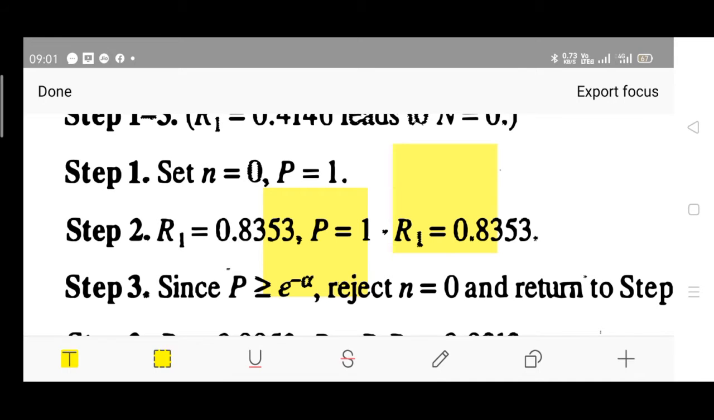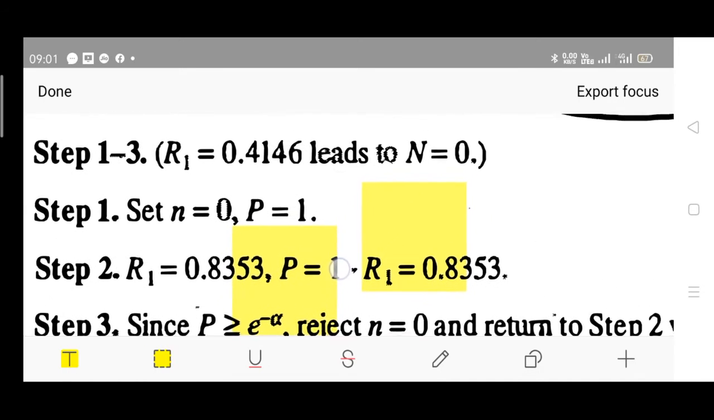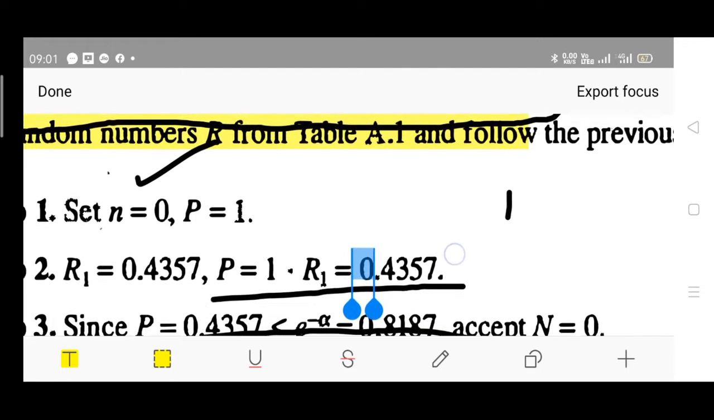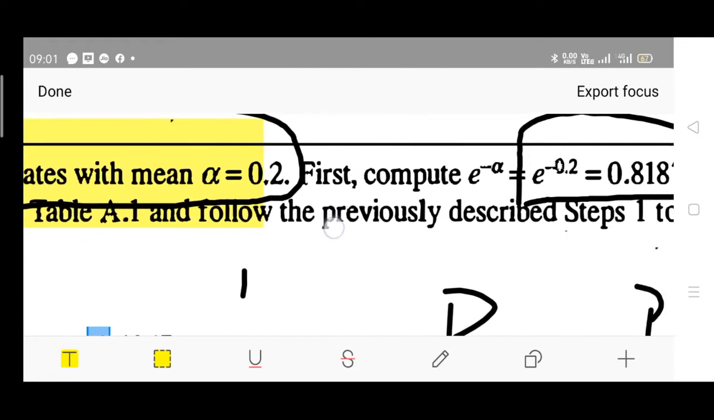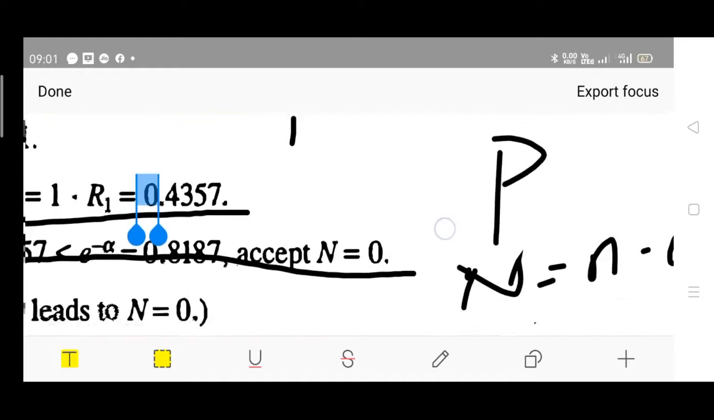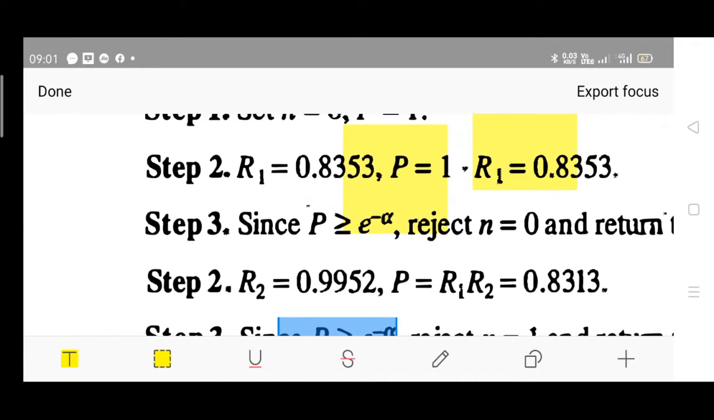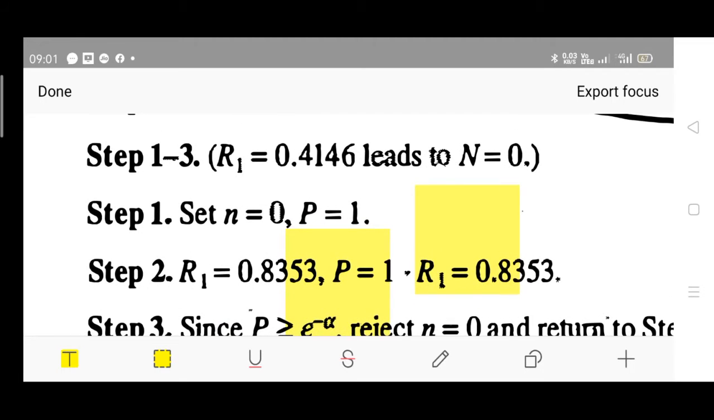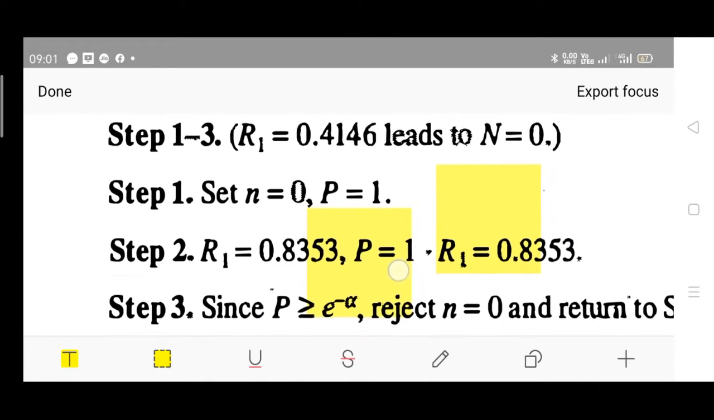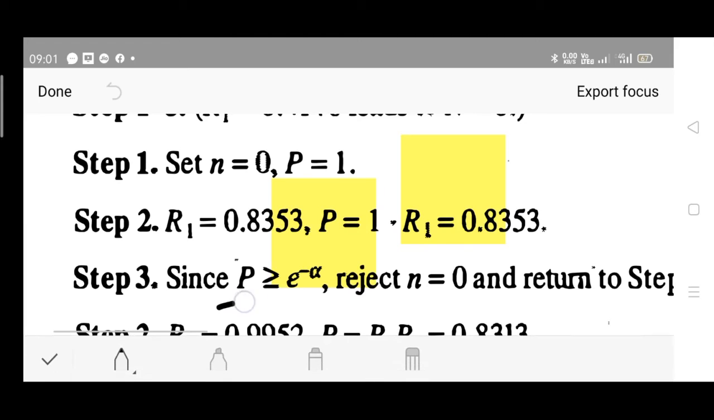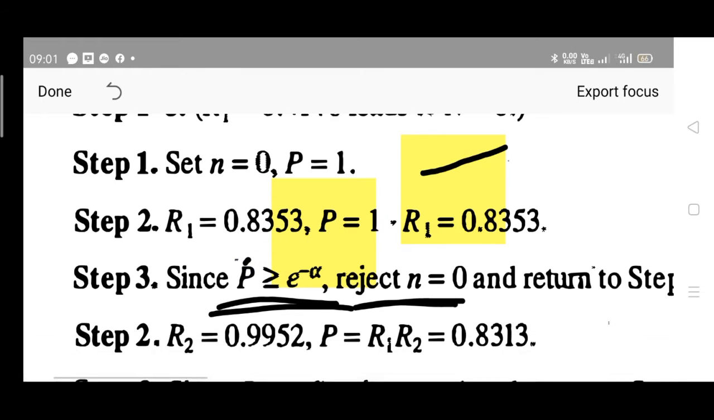0.8353. What is the value of e to the power minus alpha? E to the power minus alpha you have computed as 0.8187. So 0.8353, which you have taken, is greater than 0.8187. So p is greater than e to the power minus alpha. What is to be done? You have to reject. Check the steps carefully.